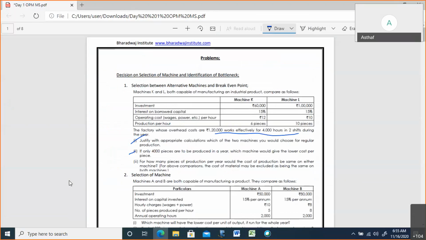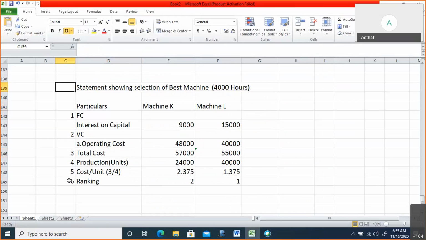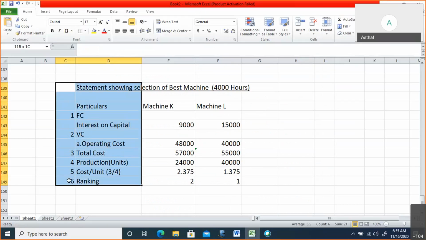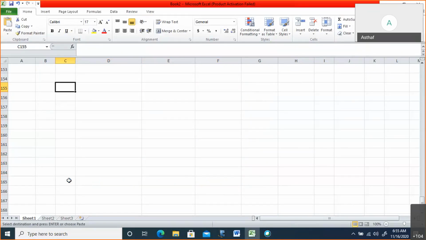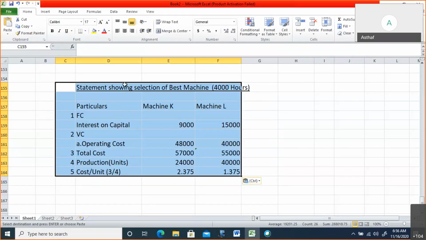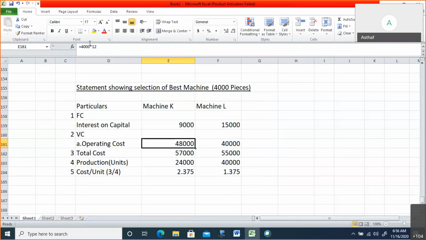Now going further, what is the second part they were asking? If only 4,000 pieces are to be produced in a year, then which machine will be good for our cost? The same statement, but a little bit of changes are there. This is the only thing all of you should understand.